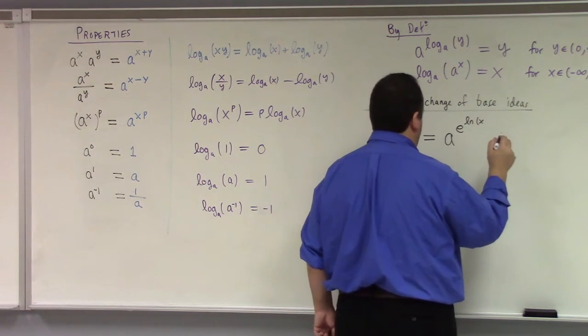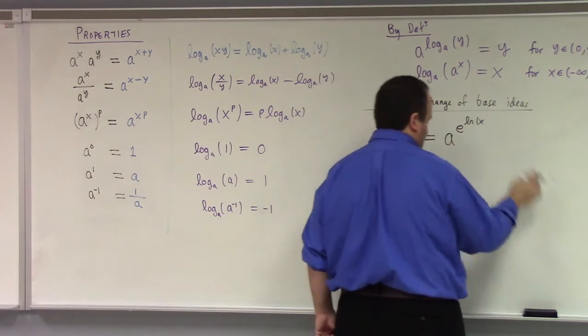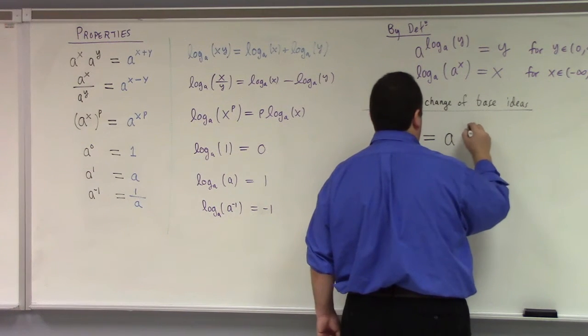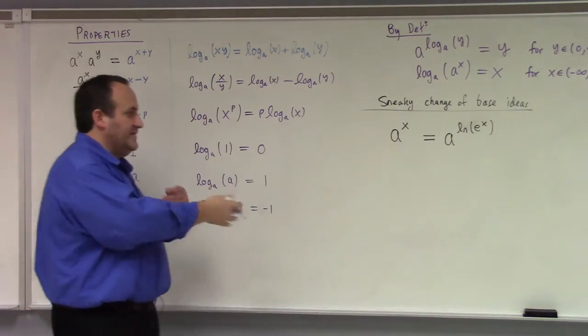Oh man, that's not what I wanted. The other way around. My bad. Natural log of e to the x is what I wanted. There we go. See, because x is equal to x.